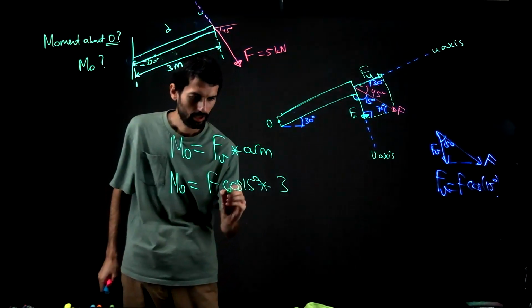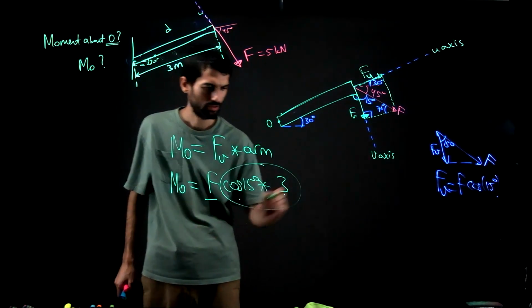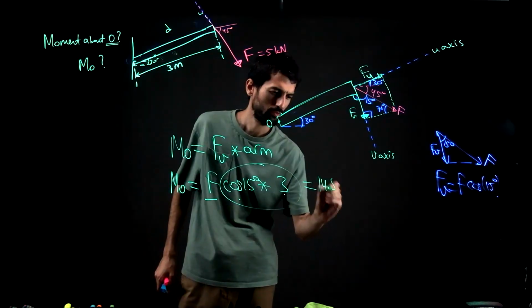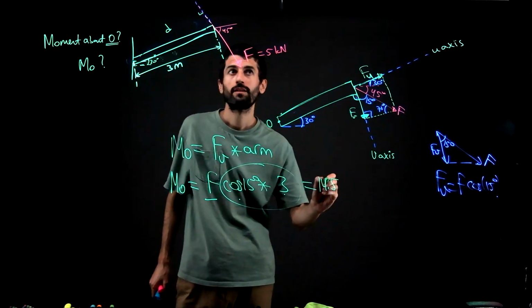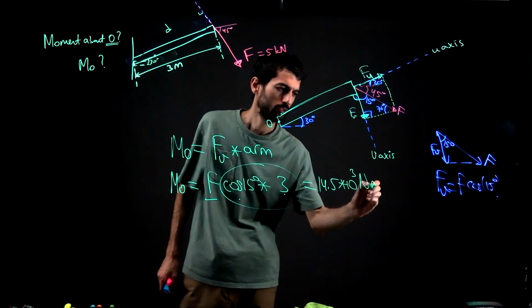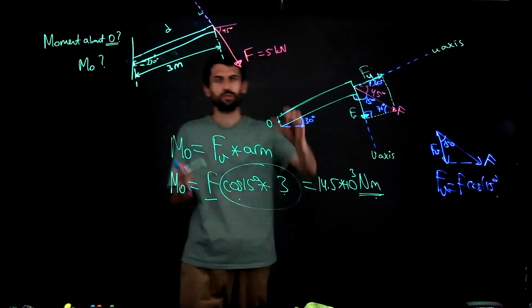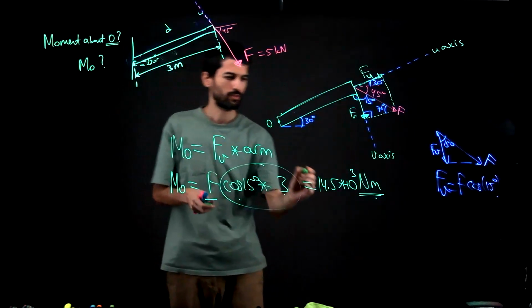So as you can see, we got the same as before. 3 cosine 15 times the force. That will be again 14.5 times 10 to the power of 3 Newton meters. Okay, and then again this one is a clockwise moment, so that will be negative.